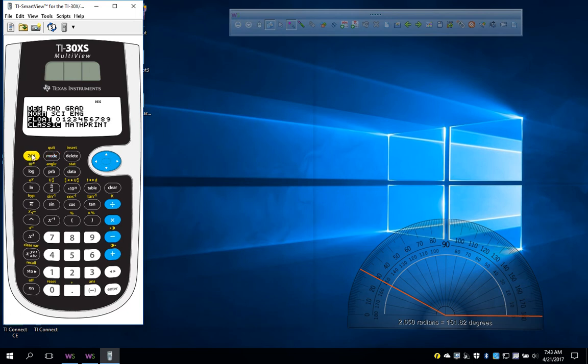So now if I go second quit and clear that out, and I go to the tangent of 29 like this, and I hit enter, I get an error. I messed up. Let's try that again. Second quit, clear, sorry.